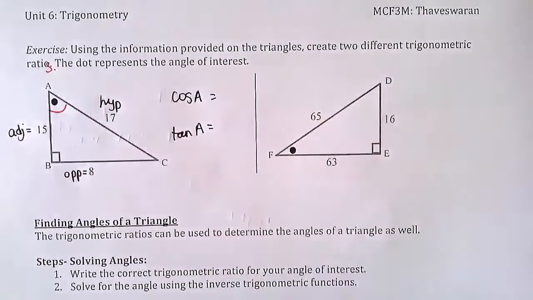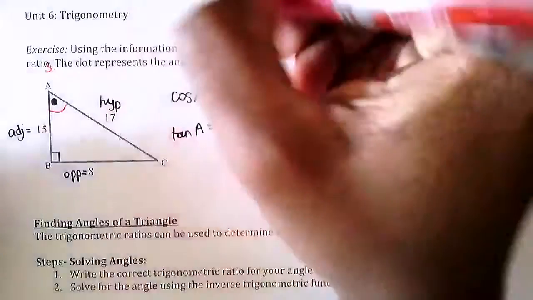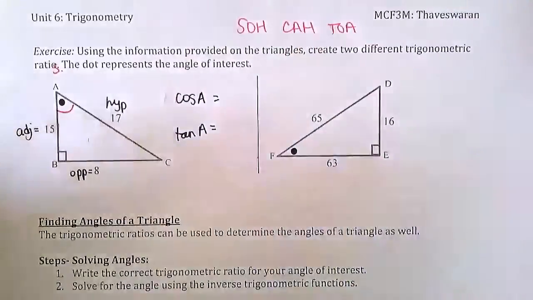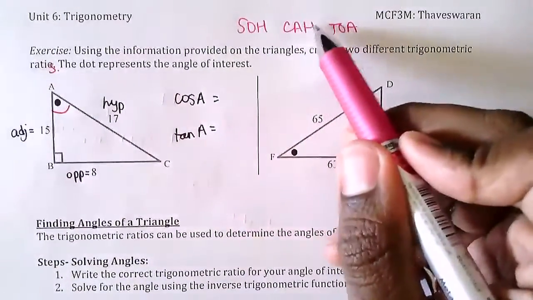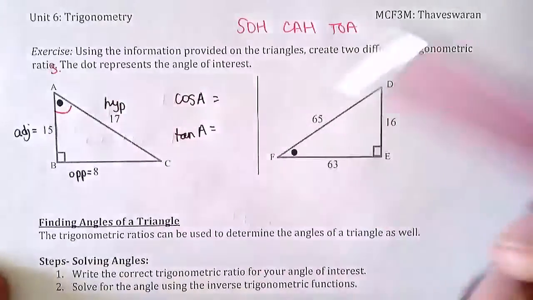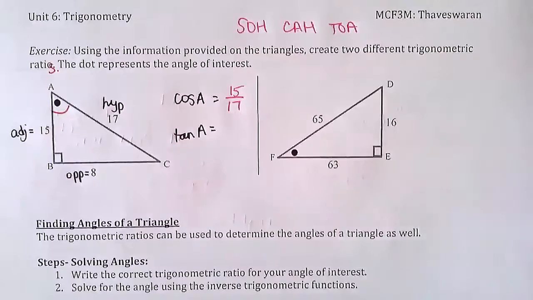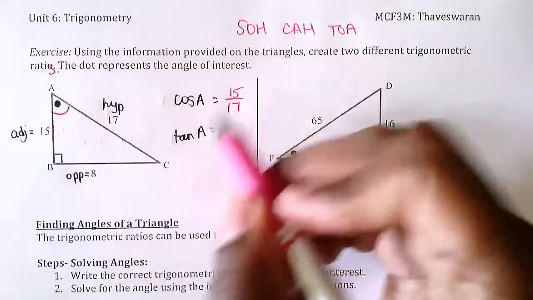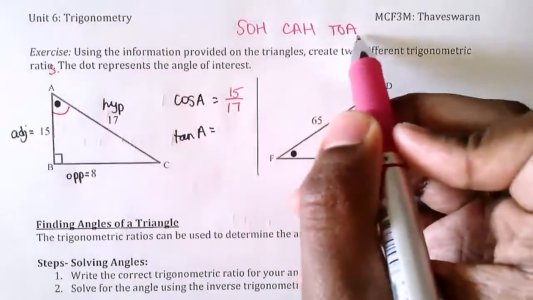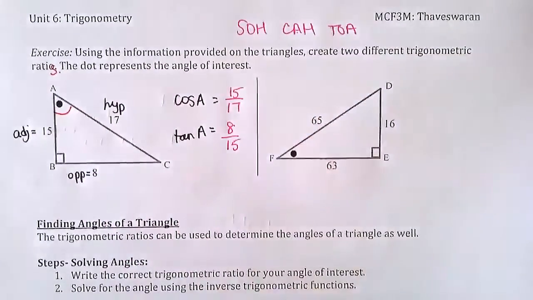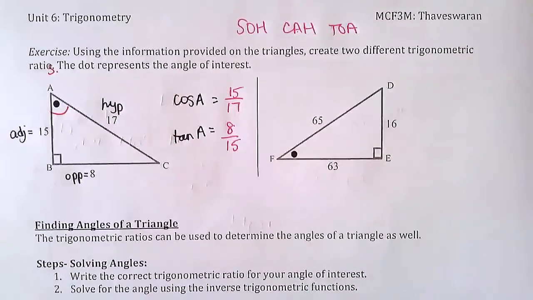So the cosine of A, again, I'm going to just write SOHCAHTOA along the top. So cosine is adjacent over hypotenuse. The adjacent here is 15 over hypotenuse 17. And tan A is opposite over adjacent. So TOA, opposite, is 8 over 15. In this case, I can't reduce either of those ratios into their simplest forms, so I keep them as is.